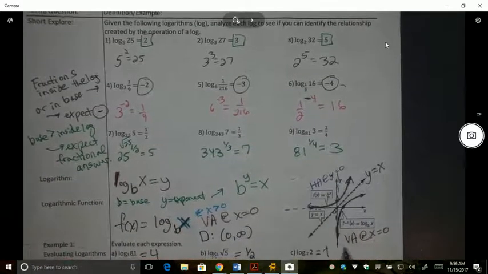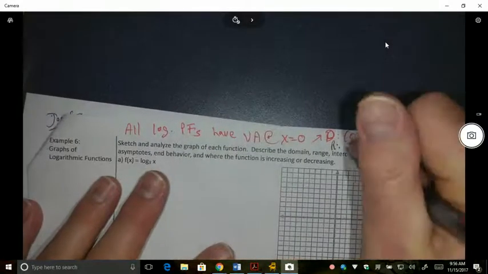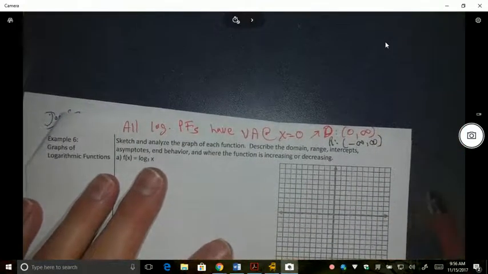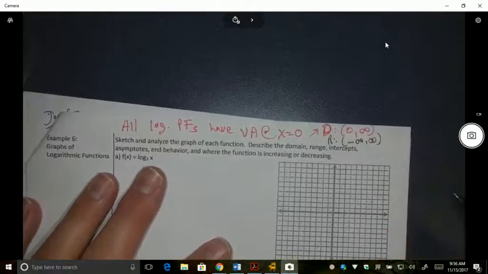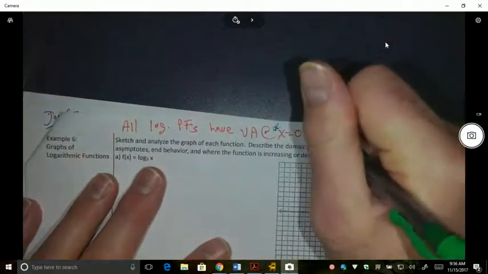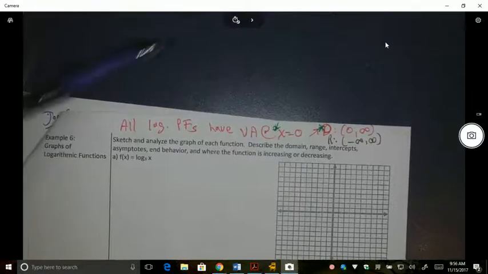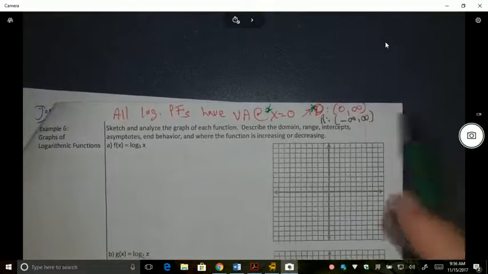So that was the domain. Now that x and y have switched, it's become our range. Our range for all, not just parent functions, but all logarithmic functions will be negative infinity to positive infinity, all real numbers. So that's true regardless of what transformations take place. Now our vertical asymptote and our domain can change depending on transformations that move that vertical asymptote or that reflect the graph across the y-axis, but the range will always be this.